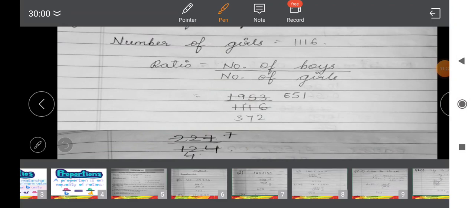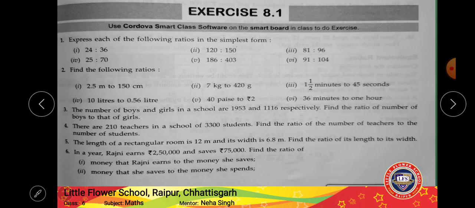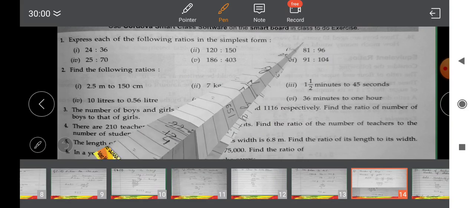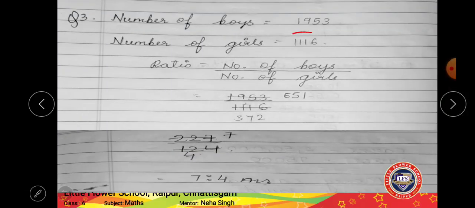Now see third question. The number of boys and girls in a school are given. Find the ratio of the number of boys to that of girls. So what we'll do first? First we'll write the number of boys equals to 1953, and number of girls equals to 1116. So the ratio, it is asked boys to girls, so boys will write in the numerator and girls will write in the denominator. So boys is 1953 and girls is 1116, right?